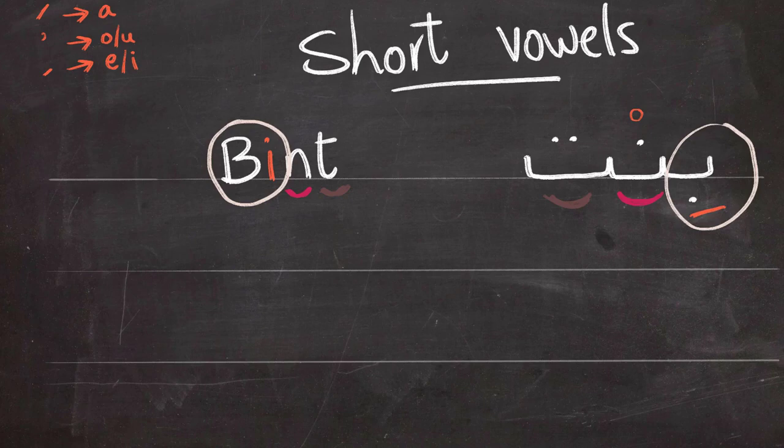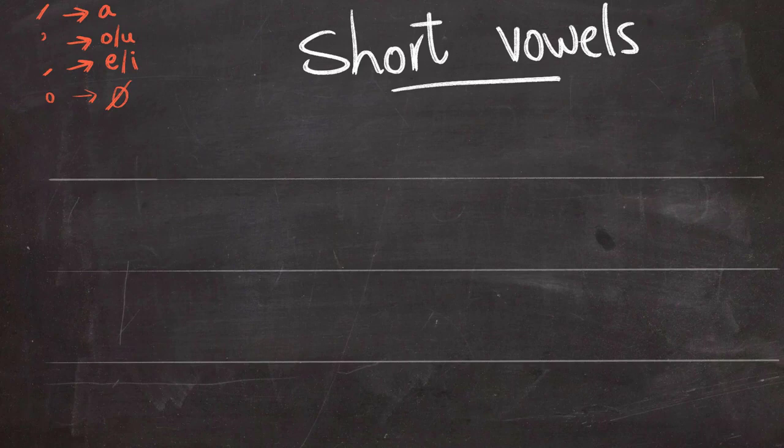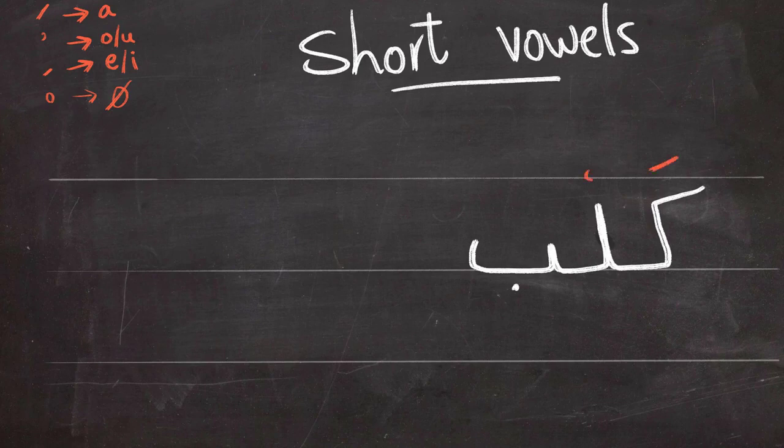And we're going to add the sukun, which is symbolized by a circle, a perfect circle. Well, as perfect as you can make it, of course. And that means no vowel, no short vowel. Another example to highlight the sukun, the word kalb. Kalb means dog. As you can see, there's just 1 short vowel at the beginning of the word.